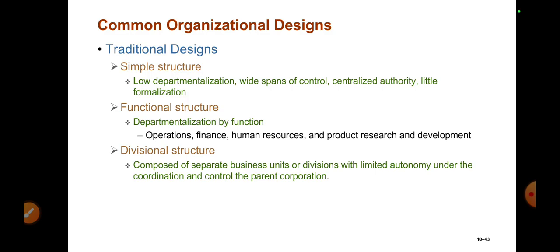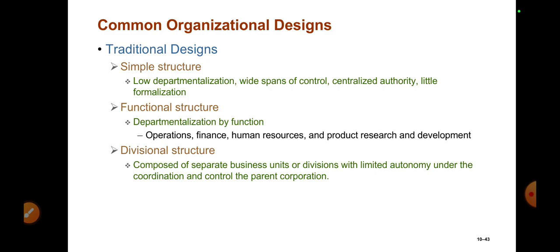And finally, divisional structure is composed of separate business units or divisions with limited autonomy under the coordination and control of the parent company. For example, an organization may have different types of business, like a group of businesses. They are producing manufacturing products, they are producing service products. So if they have different types of concerns under one company, they have to follow the divisional structure. And for every separate business, they have to address a separate management structure.